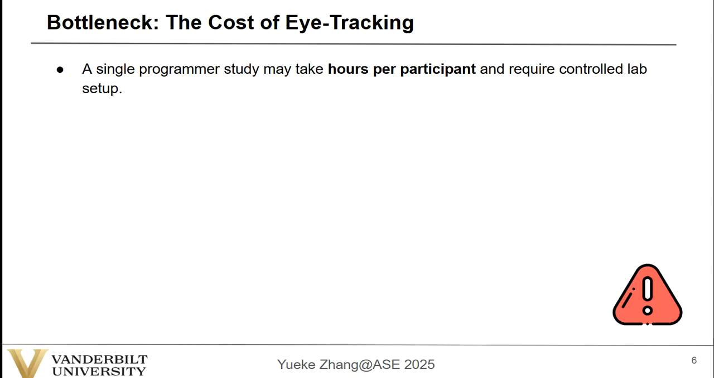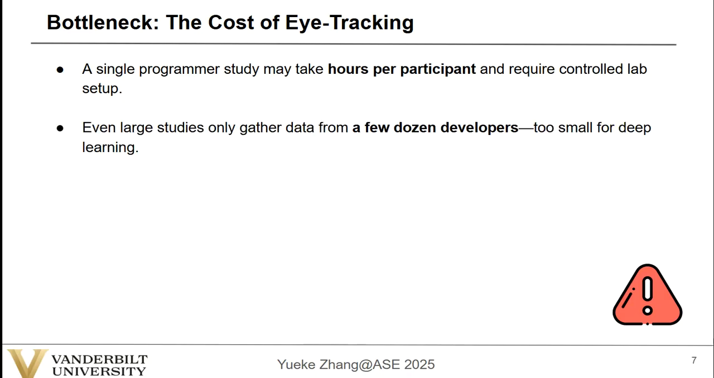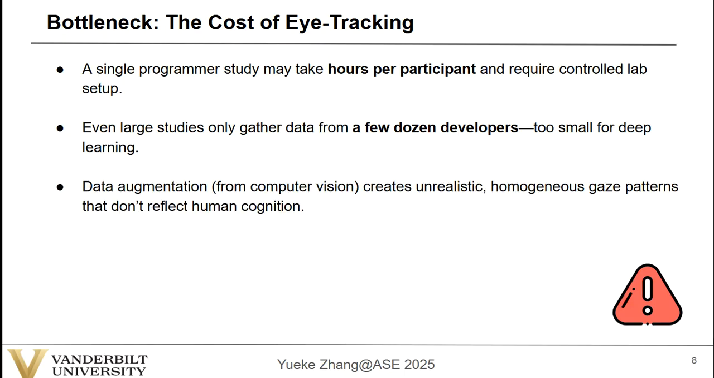This shows human attention in code reading is a strong bridge between humans and tools, but getting enough data is hard. First, eye-tracking data are slow to collect and need a lab environment. Also, large efforts still collect data from only dozens of people. Data augmentation like that from computer vision only creates unrealistic, uniform attention patterns that don't reflect human cognition, and this causes a data bottleneck for attention-guided AI model training.